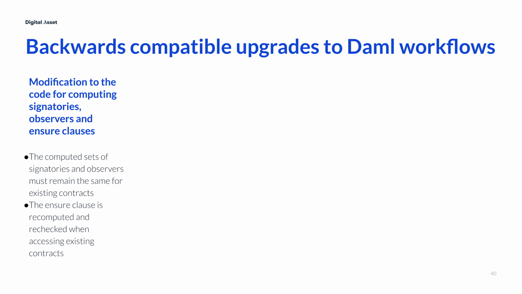The ensure clause is also recomputed and rechecked when fetching or exercising choices on existing contracts. If it evaluates to false, then fetching the contract or exercising a choice on the contract fails. Templates cannot be removed, but new templates can be added.